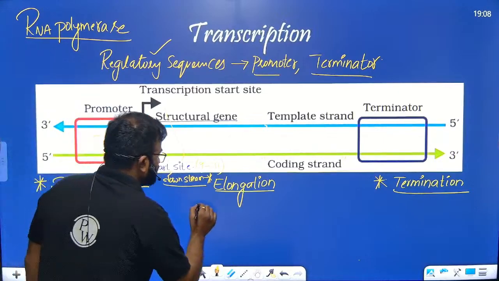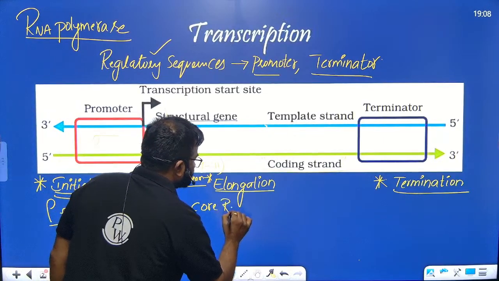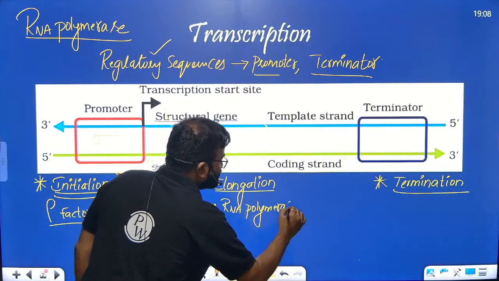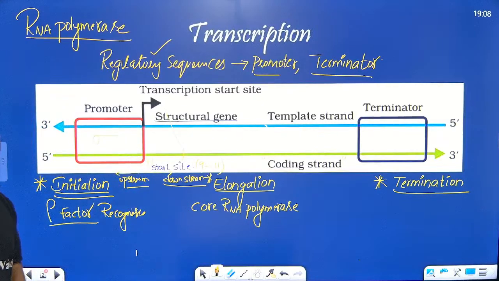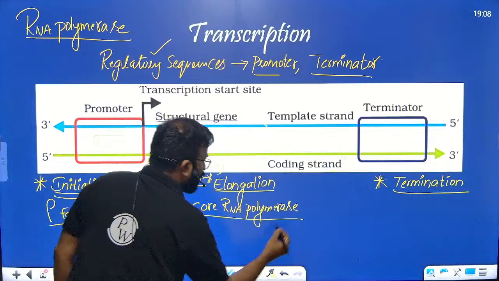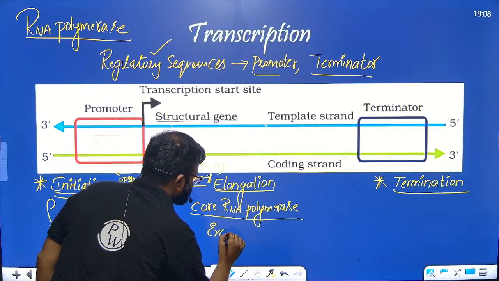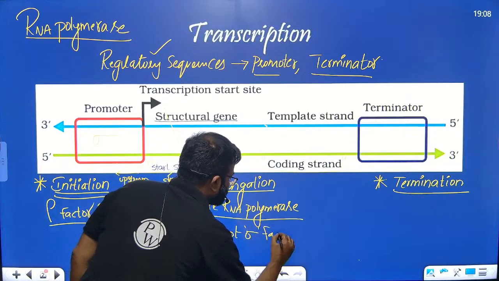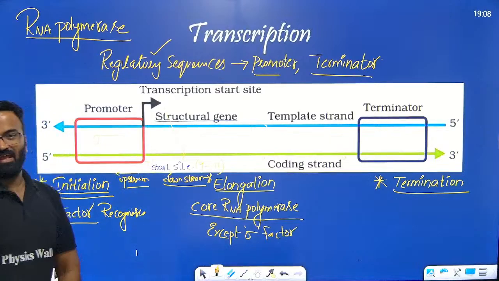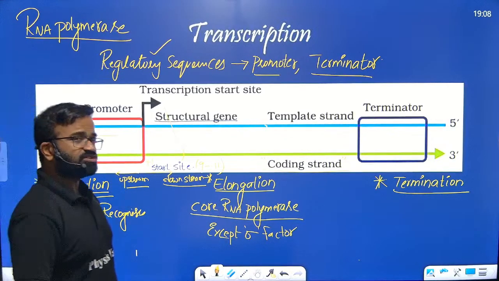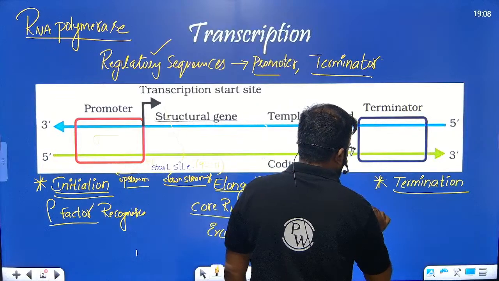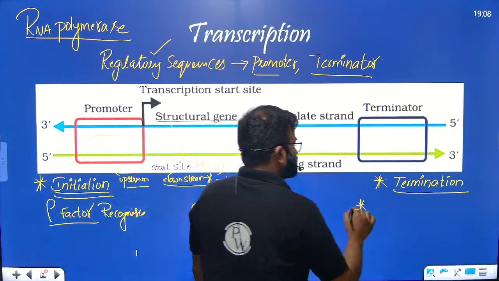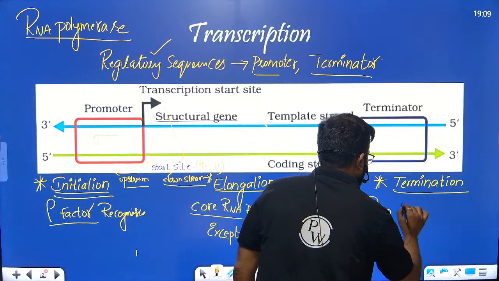And then the remaining enzyme, which we call the core RNA polymerase, carries out the elongation process. The core RNA polymerase, except the sigma factor, will carry out the elongation process. Coming to termination, here you need to remember 2 points. That is, there are two ways of transcription termination. That is rho dependent.